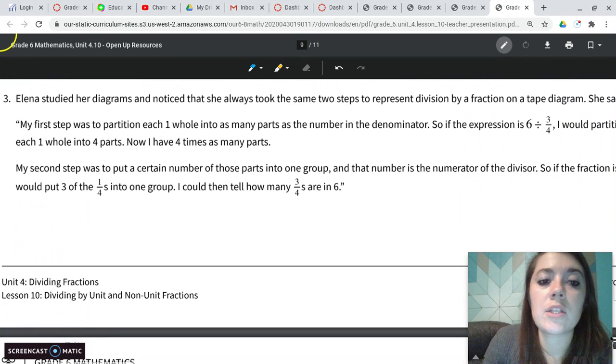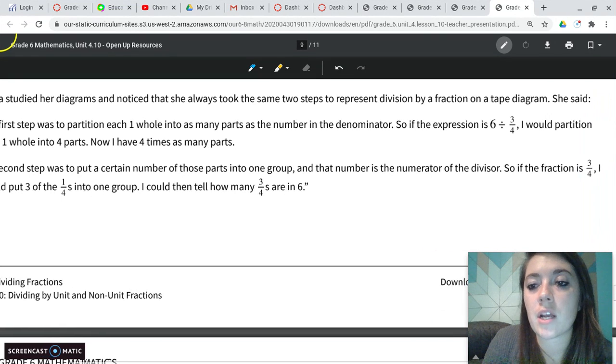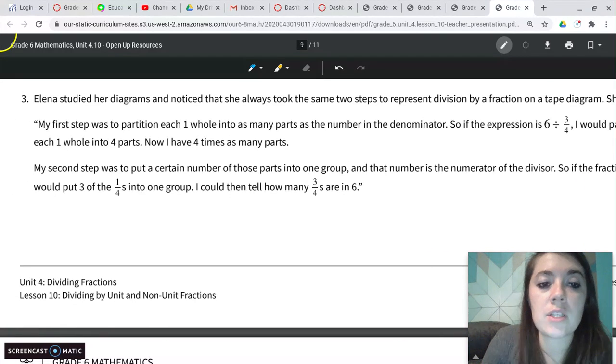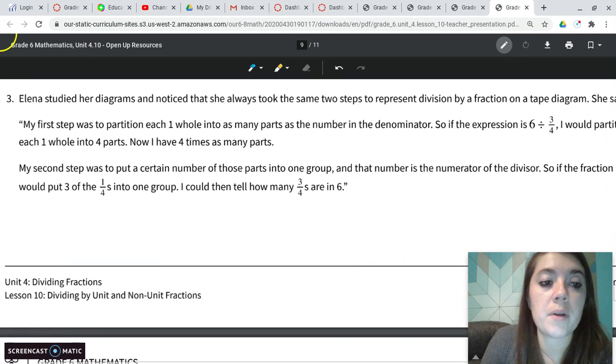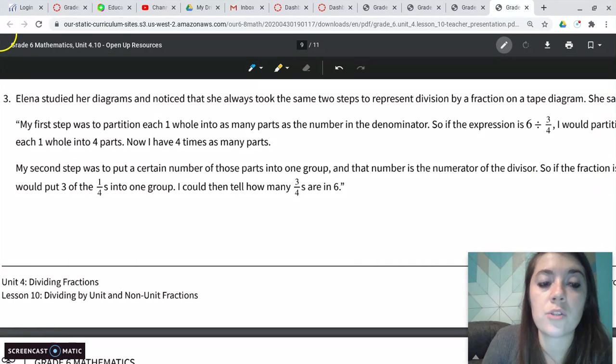So Elena studied her diagrams and noticed that she always took the same 2 steps to represent division by a fraction on a tape diagram. She said, my first step was to partition each one whole into as many parts as the number in the denominator. So if the expression is 6 divided by 3/4, I would partition each one whole into 4 parts. Now I have 4 times as many parts.